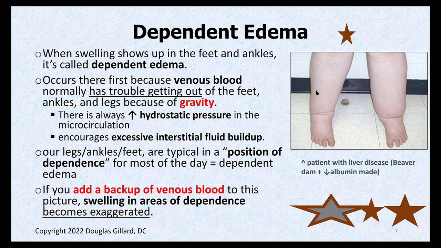So it's already prone to swell. Now if you add some type of pathology like a failing heart or a failing liver, which is going to cause a beaver dam and a backup of venous blood all the way into the ankles, it's just really easy for the ankles to swell because of that. Does that make sense? All right.